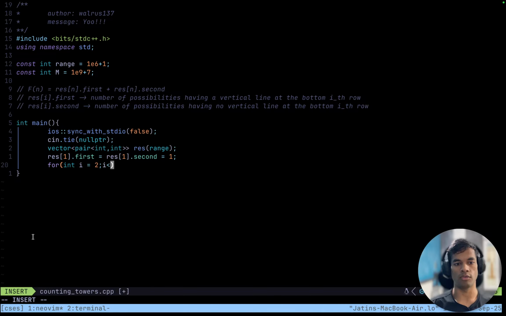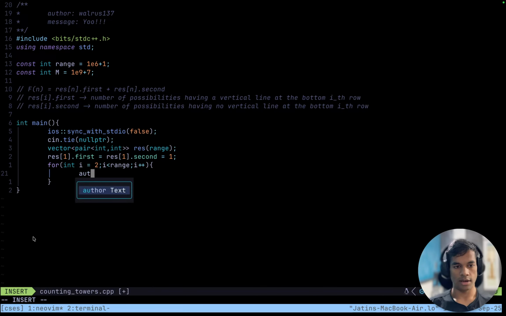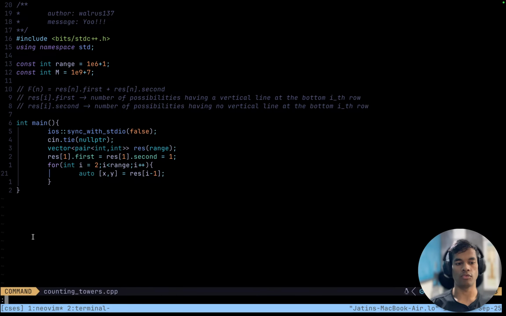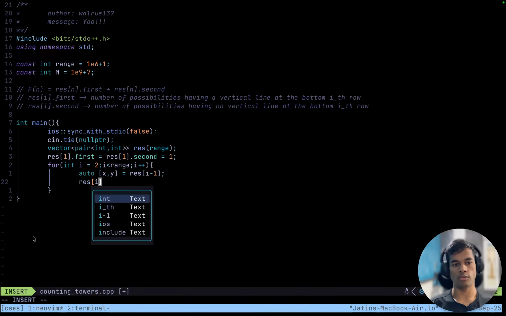For int i equal to 1, i less than range, i plus plus, and let's say auto x comma y are the first and the second values from the last response, the i minus 1th response. Now we have to update values for the current response, and it is going to be res.